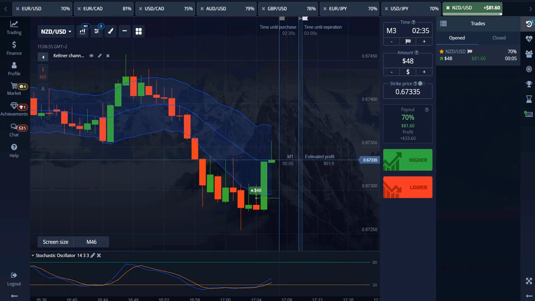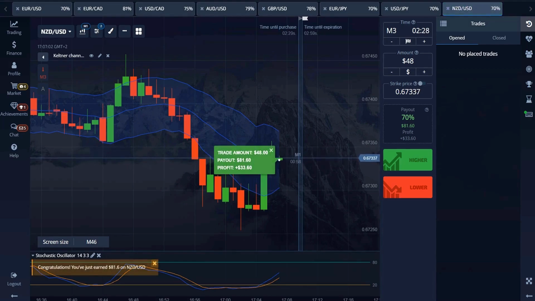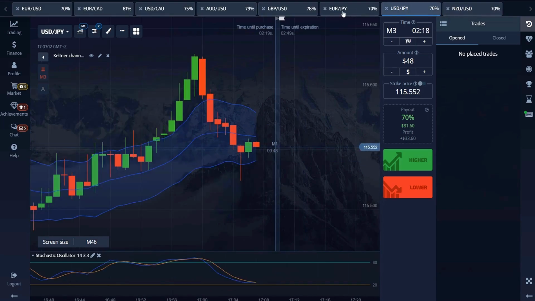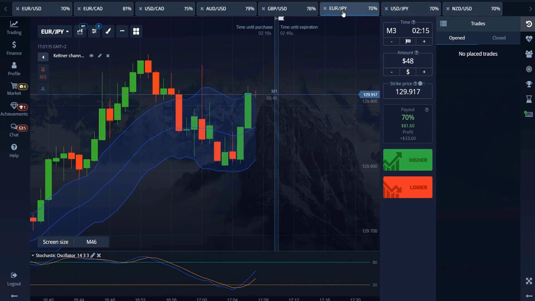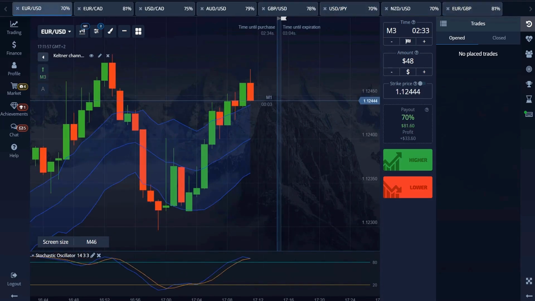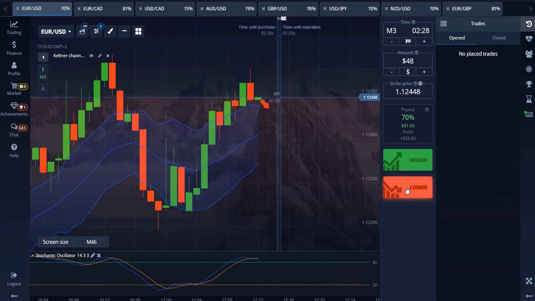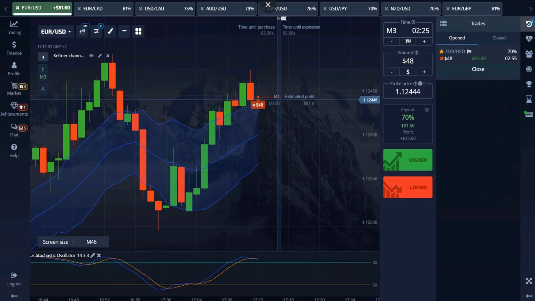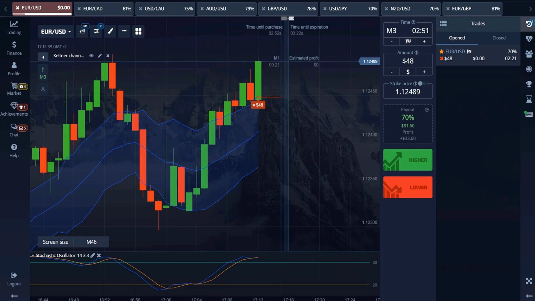A few more seconds to go. And yes, this one also closed in profit. That's how well this strategy works when you apply it correctly. Simple indicators, clear rules, and strong results. Let's now look at one more example to make sure you really understand how to spot the setups and enter confidently. All right, traders, this is another textbook sell trade setup based on our strategy.